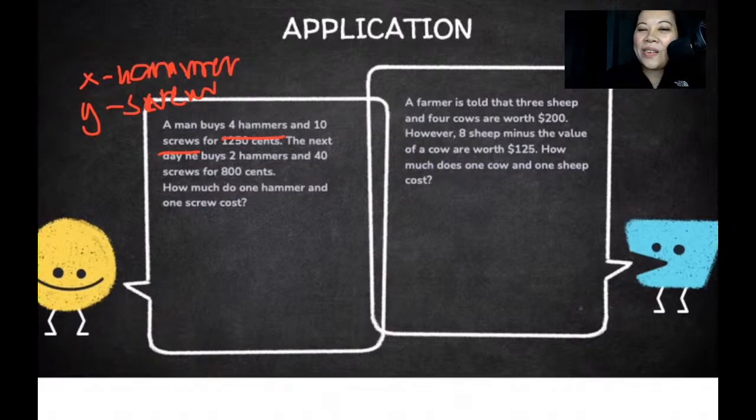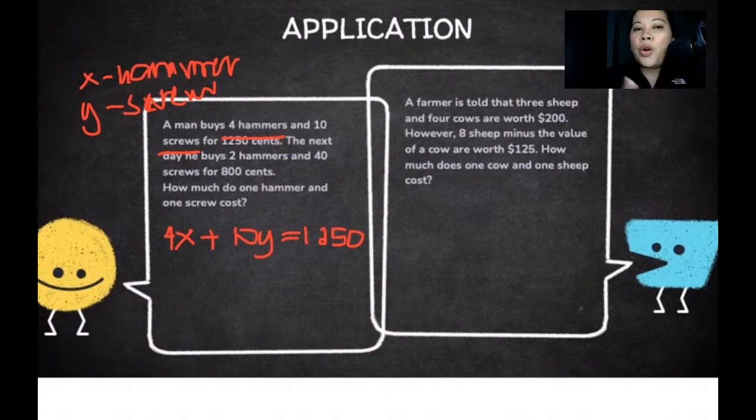Oh, that's great, Giselle. I'll do the percent and fraction in a while. Yeah, okay. So you have 4 hammers, 4x plus 10y would be 1,250 cents. So 4 hammers and 10y, which is your screw, is equivalent to 1,250 cents.